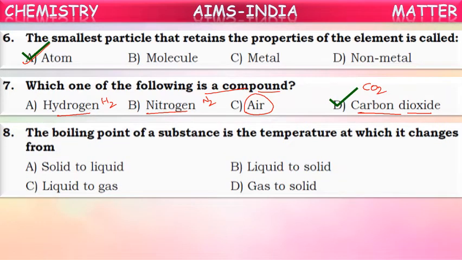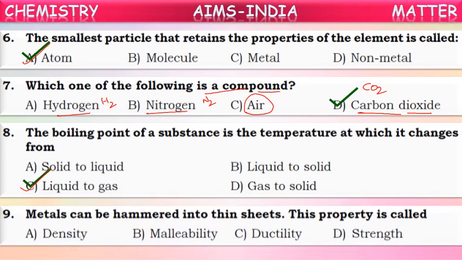The boiling point of a substance is the temperature at which it changes from liquid to gas. Solid to liquid is called melting point. Liquid to solid is called freezing point. Liquid to gas is called boiling point. Gas to solid, the reverse of sublimation, we can call deposition. So the boiling point of a substance is the temperature at which it changes from liquid to gas. Sorry, that is called boiling point, not sublimation.